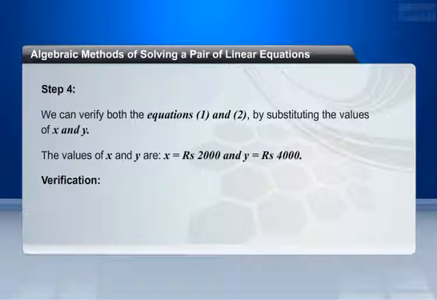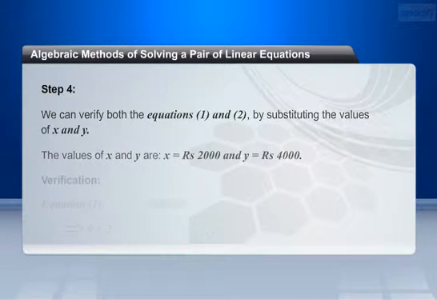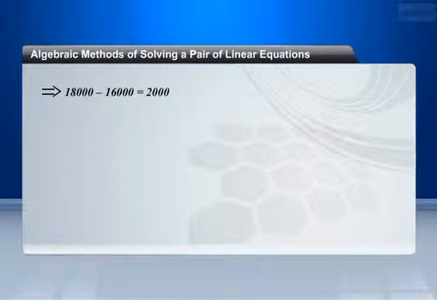Let's take equation 1, that is, 9x minus 4y equals 2000. We now substitute x equals 2000 and y equals 4000 in the above equation. We get 9 into 2000 minus 4 into 4000 equals 2000. This implies that 18,000 minus 16,000 equals 2000. This implies that 2000 equals 2000.